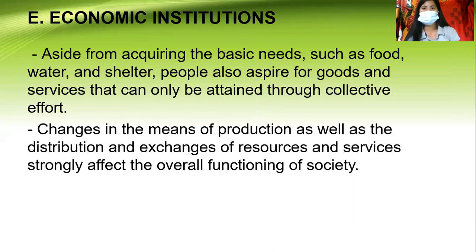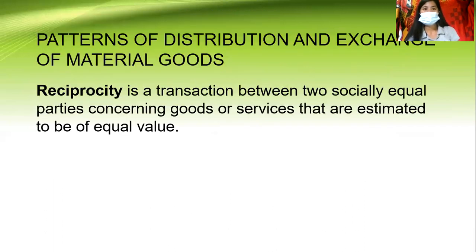So the last one is the economic institutions. So aside from acquiring the basic needs, such as food, water, and shelter, people also aspire for goods and services that can only be attained through collective efforts. Okay, so changes in the means of production as well as the distribution and exchange of resources and services strongly affect the overall functioning of the society. So the patterns of redistribution and exchange of material goods. So reciprocity is a transaction between two socially equal parties concerning goods or services that are estimated to be equal in value. So ang reciprocity murag same na siya sa karon ginatawag nato nga barter, which is a form of trade in which goods and services are exchanged for other goods and services.